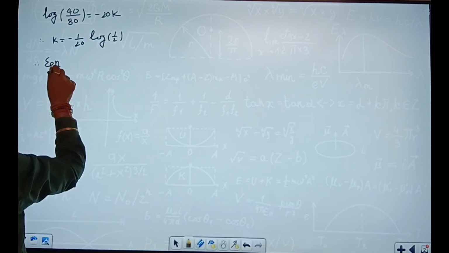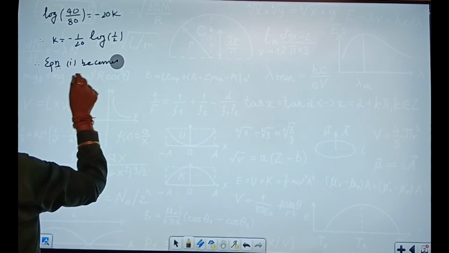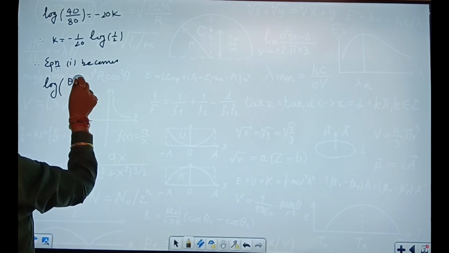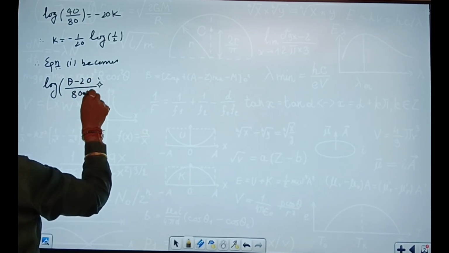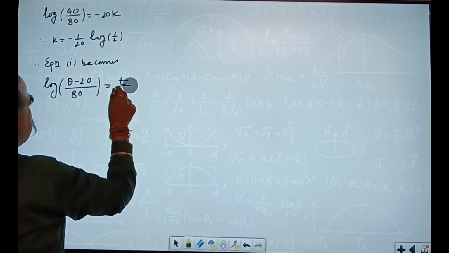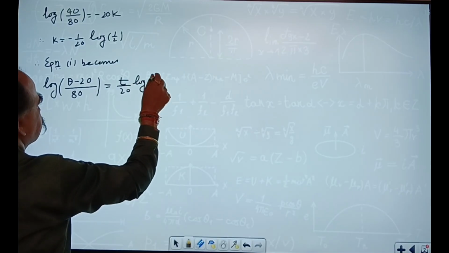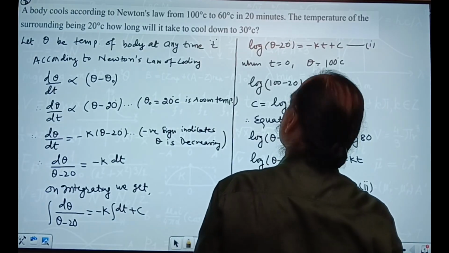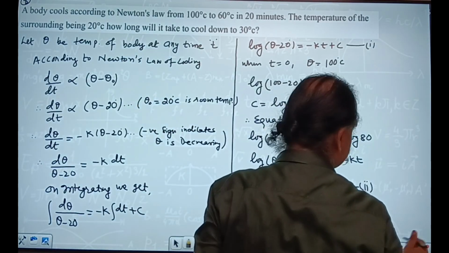Therefore, equation 1 becomes log of theta minus 20 upon 80 is equal to t by 20 log 1 by 2. Now what they want is how long it takes to cool down to 30 degrees Celsius.